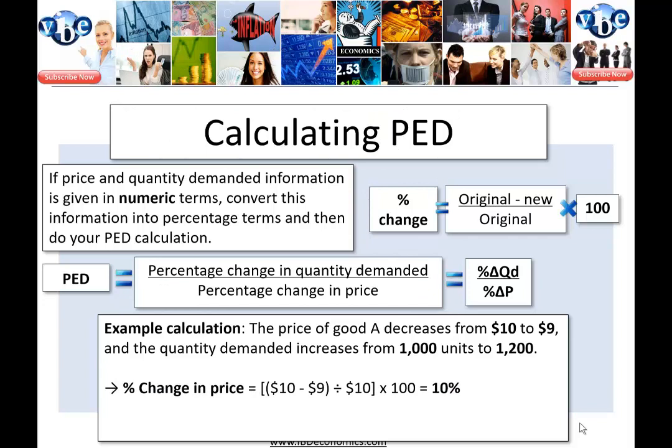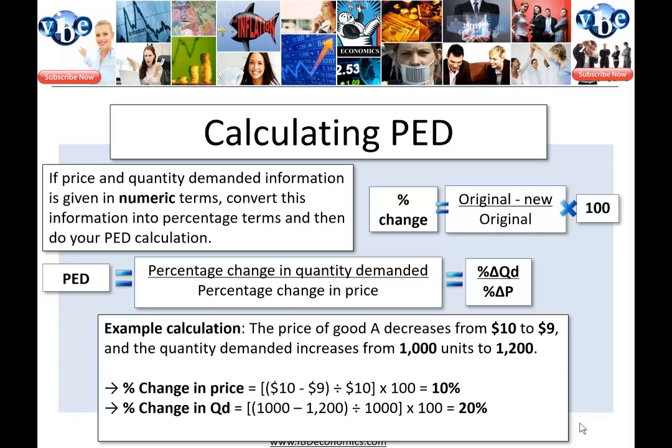Percentage change in price: $10 minus $9, original minus the new, divided by 10, the original price, multiply that by 100, and we get 10%. In similar fashion, for the change in quantity demanded, we have the original quantity demanded as being 1,000. The new quantity demanded, 1,200. We'll subtract that. Don't worry about the negative sign. And divide that by 1,000, the original quantity demanded. And because it's a percentage, we'll multiply that by 100, and out pops 20%.